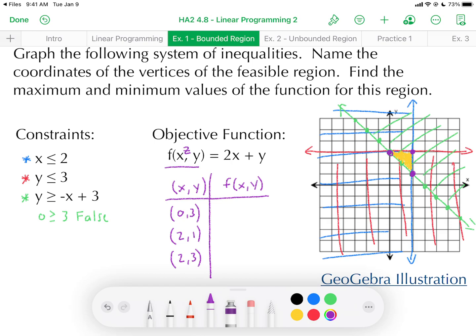So what we're going to do is take the coordinates of our vertices, which are an x-coordinate and a y-coordinate, we're going to plug them into that formula, 2x plus y, and the result that I get from that will be considered a z value, okay? So f of (0, 3), that would be 2 times 0 plus 3, which wouldn't that result in 3? Then f of (2, 1), that would be 2 times 2 plus 1, which would be 5. And f of (2, 3) would be 2 times 2 plus 3, which would be 7.